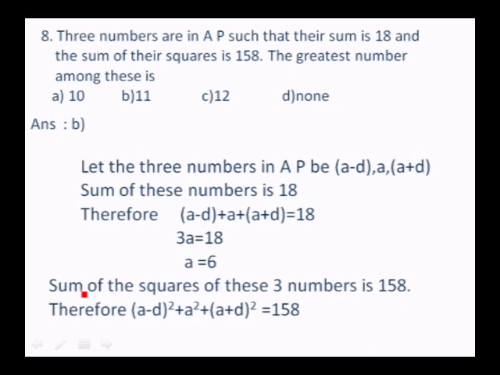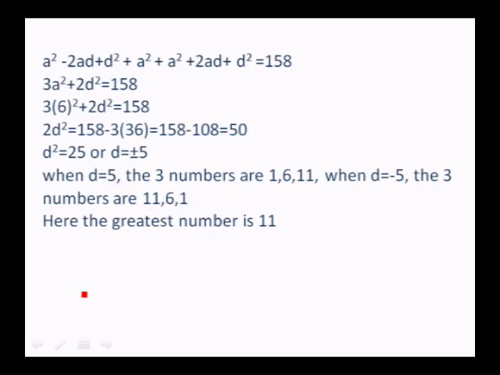Let the 3 numbers in AP be a minus d, a, a plus d. Sum of these numbers is 18. Therefore, a minus d plus a plus a plus d is equal to 18. 3a is equal to 18 or a equals 6. Sum of the squares of these 3 numbers is 158. So, (a minus d) whole square plus a square plus (a plus d) whole square is 158. Simplify this one, you find that d square is 25 or d is equal to plus or minus 5.